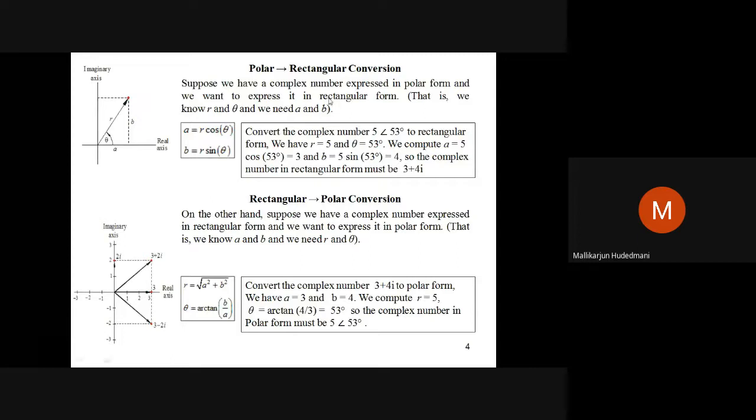Let's see how an example works. 5 angle 53 degrees is an example. 5 is the magnitude, 53 is the angle. It means r is 5, theta is 53. Convert it to rectangular. R is 5, theta is 53. What will I do? A is 5 cos 53, which turns out to be 3. You can do it with a calculator. 5 cos 53 is A. 5 sin 53 is B. It is 4.